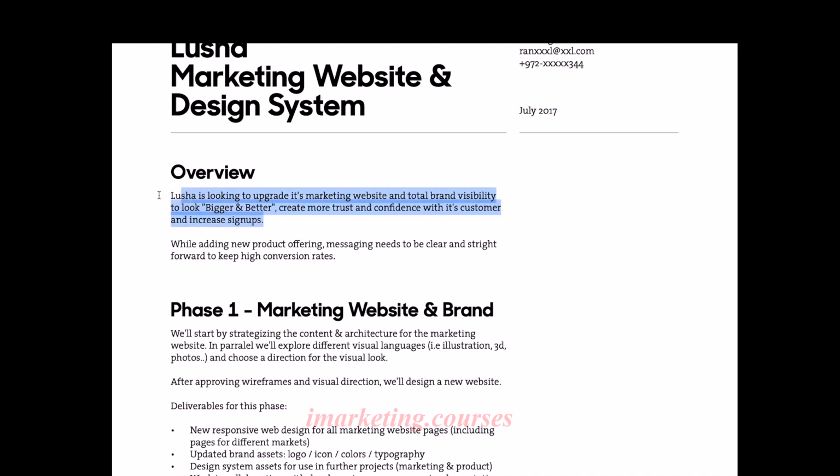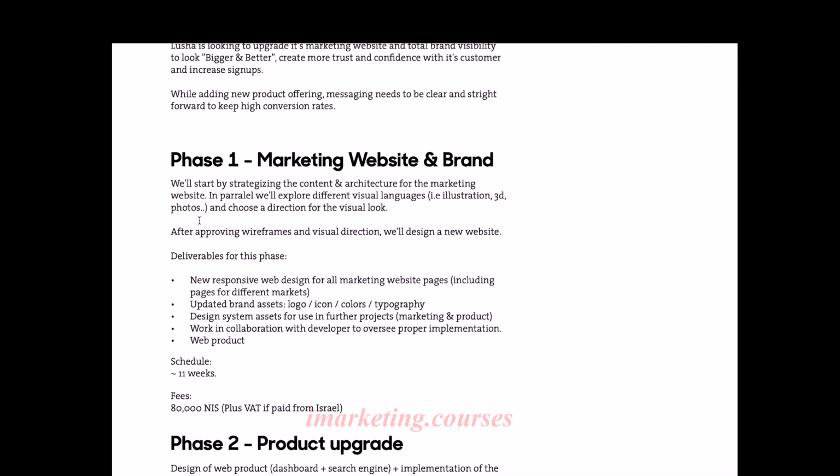So this is basically describing the problem that they're trying to solve here. And then in this case, the project had two phases. Phase one is the marketing website and brand. So I'm basically describing how this is going to work. We'll start by strategizing content, and so on.